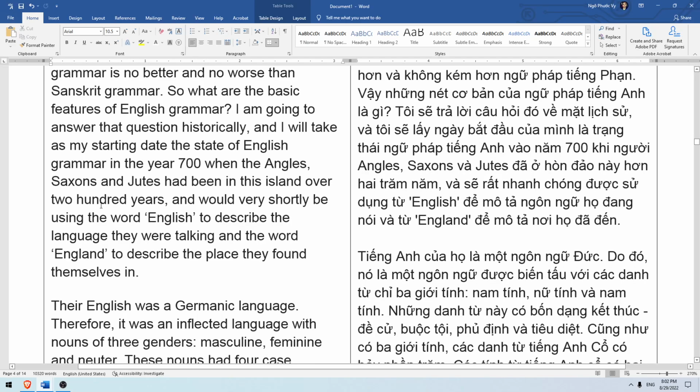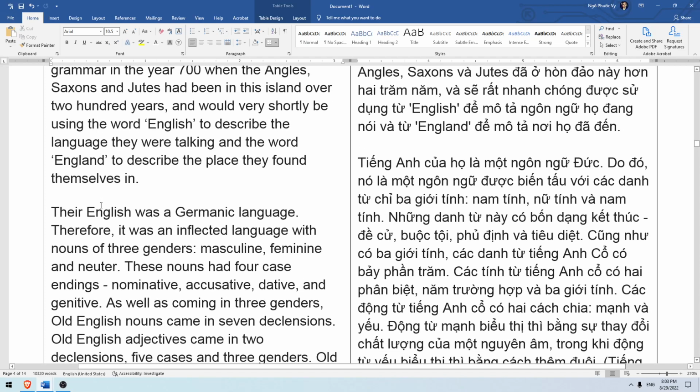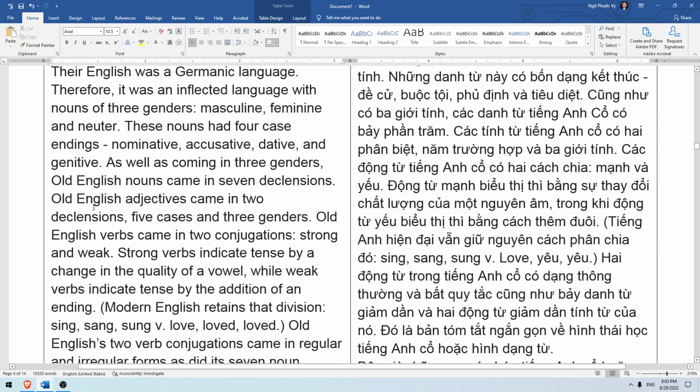I am going to answer that question historically, and I will take as my starting date the state of English grammar in the year 700, when the Angles, Saxons, and Jutes had been in this island over 200 years, and would very shortly be using the word English to describe the language they were talking, and the word England to describe the place they found themselves in. Their English was a Germanic language.